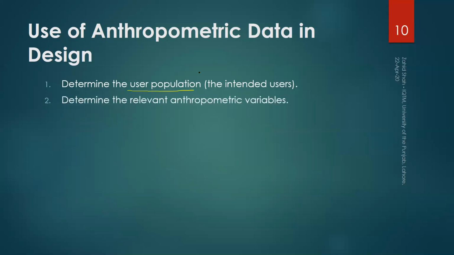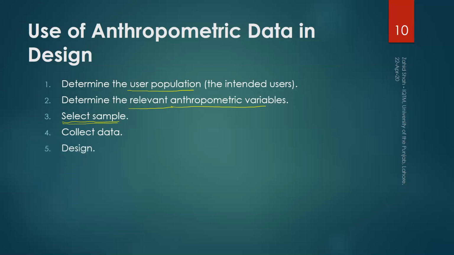Second step is to determine the relevant anthropometric variables. Not all variables are required for every product. For one product you may require certain variables, for another product you may require other variables. So you should list down the anthropometric variables that are relevant for that design. Then of course, if the population that you are targeting is small enough, you have to collect data on that population. Otherwise, if the population is large, you have to select a representative sample from that population. And based on that sample, you have to collect data of the relevant anthropometric variables.